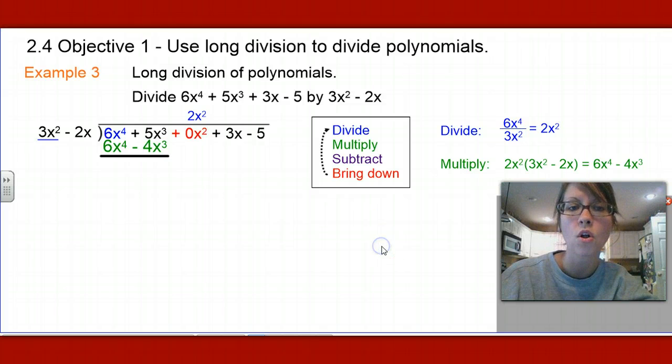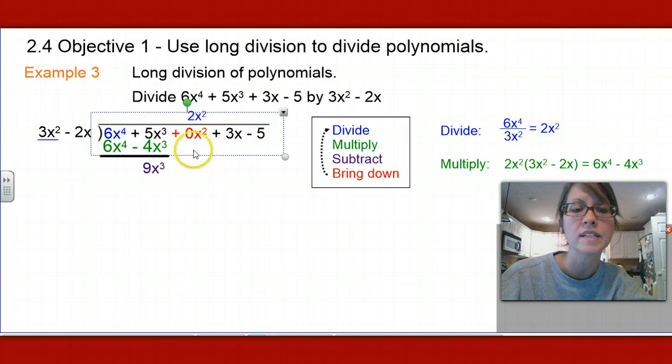Notice how our columns all have like terms in them. That's going to be important because sister subtract is next. And when we subtract, we can only add and subtract like terms. Okay, so I want you to pretend like you put a minus here and parentheses around everything. That's going to cause the 6x to the 4ths to cancel out. And 5x cubed minus negative 4x cubed gives us 9x cubed. Okay? And then we bring down the 0x squared and we start again.